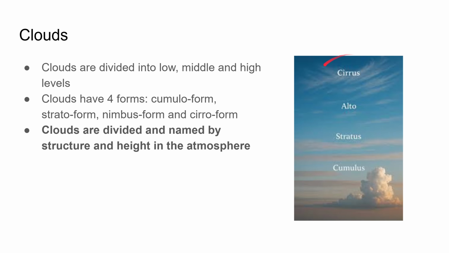So there's cirrus, which are the high level clouds, there's alto, which are the mid level clouds, and then there's stratus and cumulus, which are the lower level clouds. And we'll go into that a little more. Clouds are divided and named by structure and height in the atmosphere. And the presentation will go over that too.